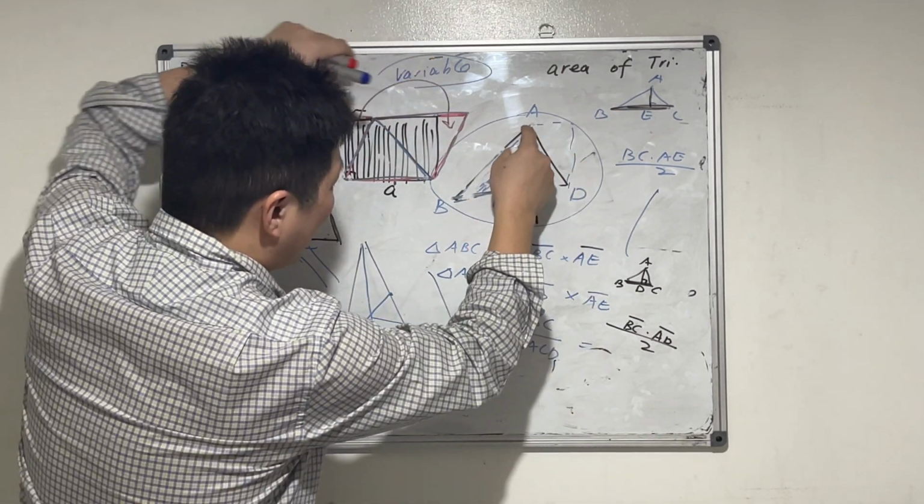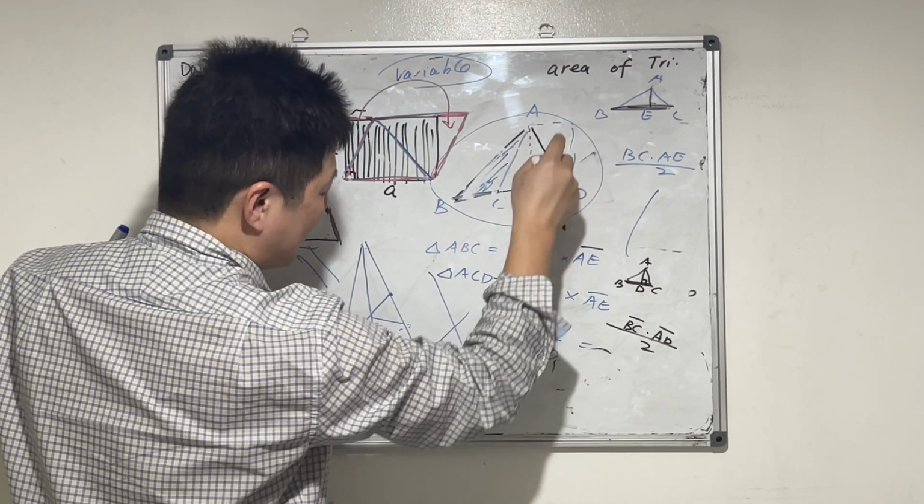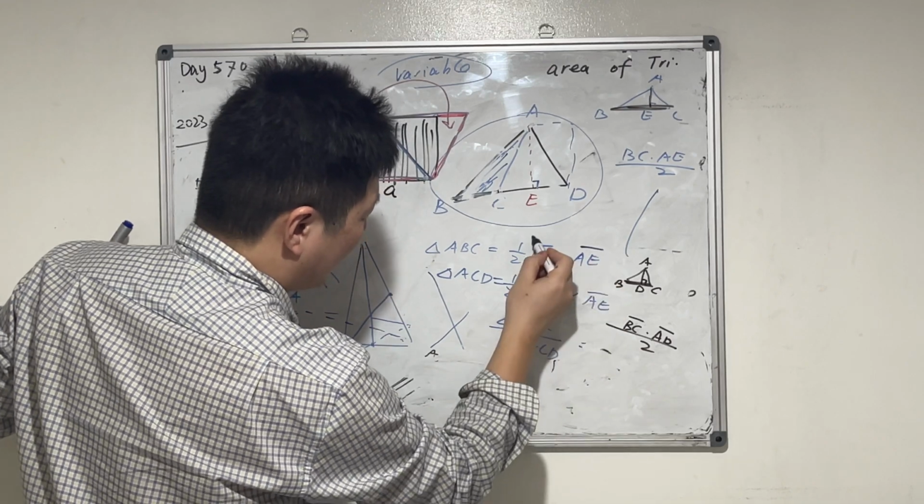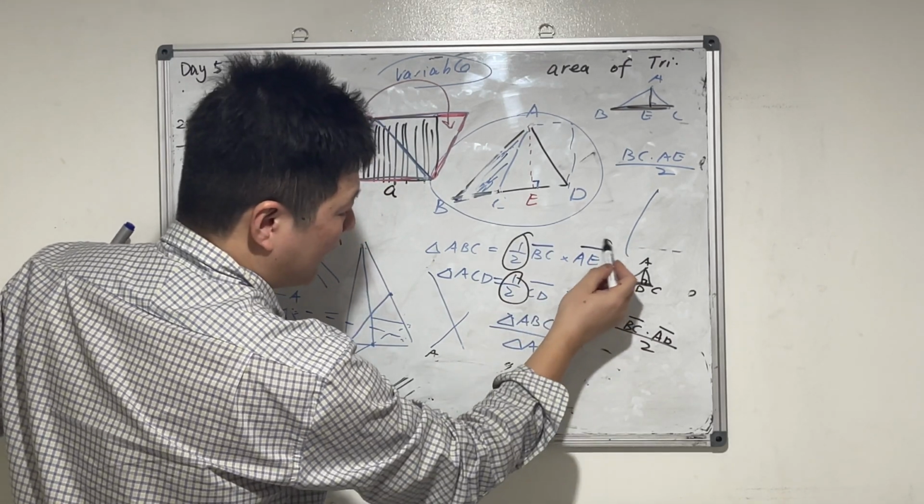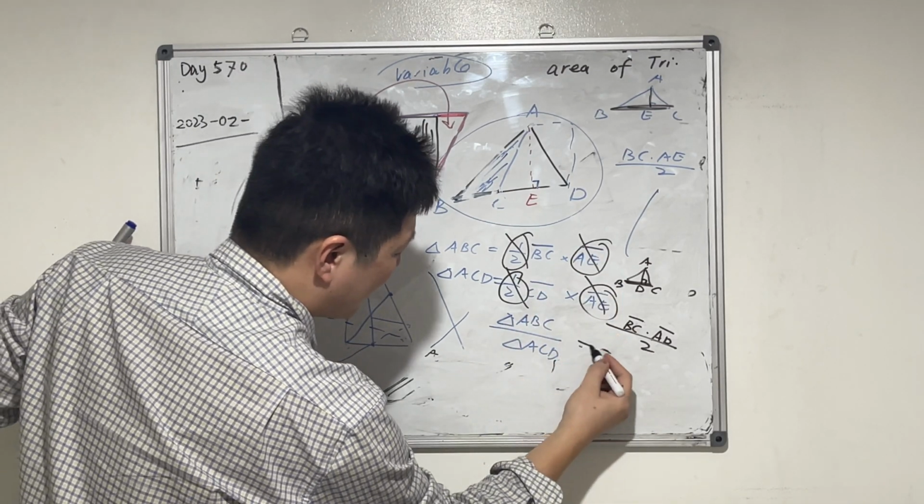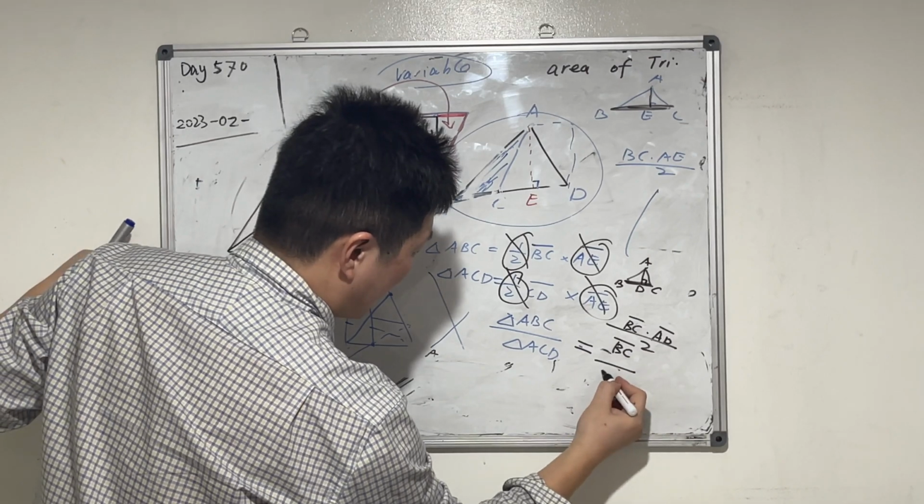So the size of ABC divided by the size of ACD, right? So it's this, right? Look, they both have the half, and they both have AE, which gets cancelled out. So it's actually the same as the size of BC divided by the size of CD.